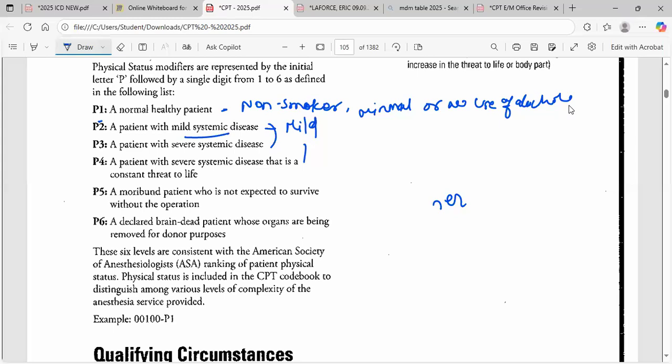So mild: well controlled diabetes, well controlled hypertension, any lung disease, because lung disease is also known as a systemic disease.